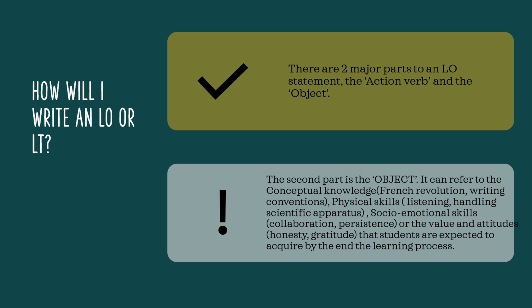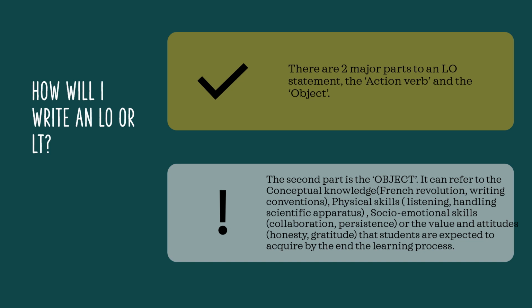As I mentioned earlier, there are two major parts to a learning outcome statement. The latter part of the learning outcome statement refers to the object. The object can be the conceptual knowledge, physical skills, socio-emotional skills, or values and attitudes that students are expected to acquire by the end of the lesson.